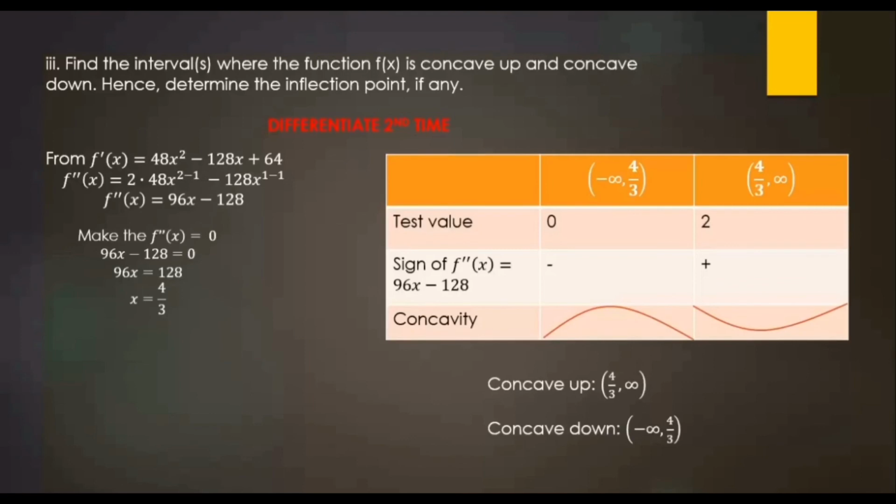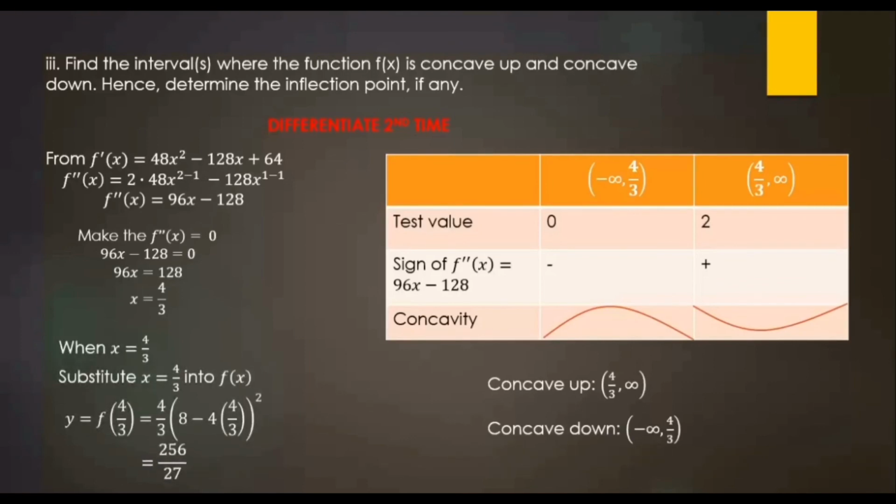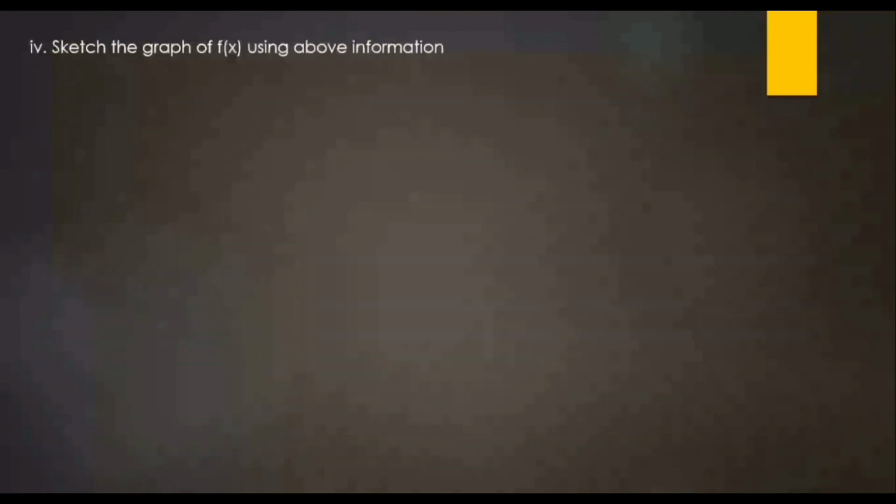To determine the inflection point, we use x equals 4 over 3. Then we substitute 4 over 3 into f x. Therefore, y equals f of 4 over 3 equals 4 over 3 times 8 minus 4 times 4 over 3 squared. We will get 256 over 27. From here, we can conclude that the inflection point is 4 over 3, 256 over 27.